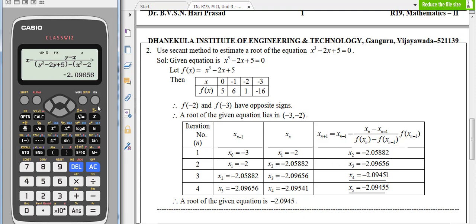Once again, with the help of the calculator, you can get these values, and you continue this till 2 successive x value approximations coincide in the first 4 decimal places. Here it is minus 2.0945. So the last 2 successive x values are coinciding in the first 4 decimal places, and hence the root of the given equation becomes minus 2.0945. Thank you.